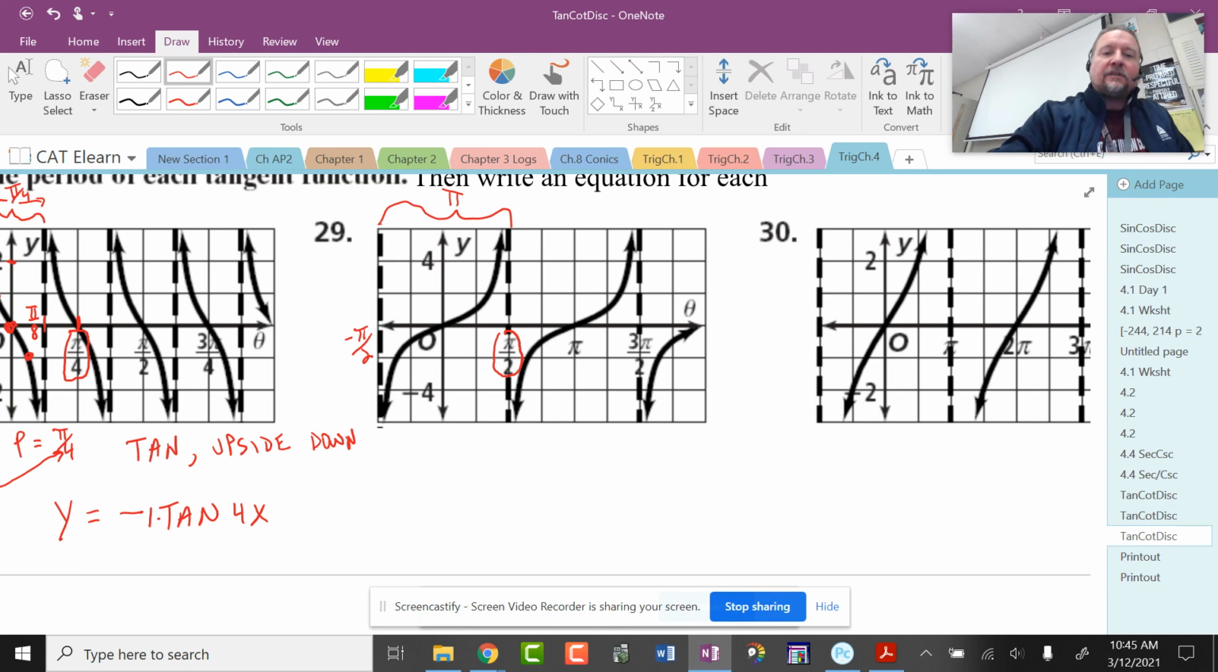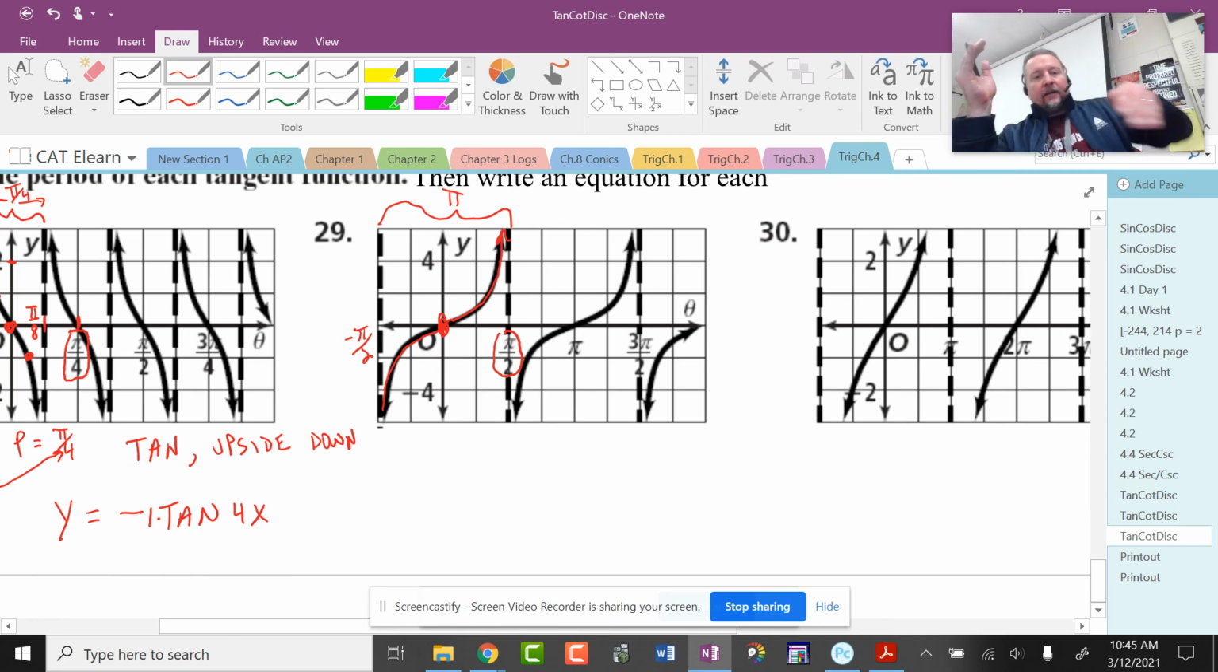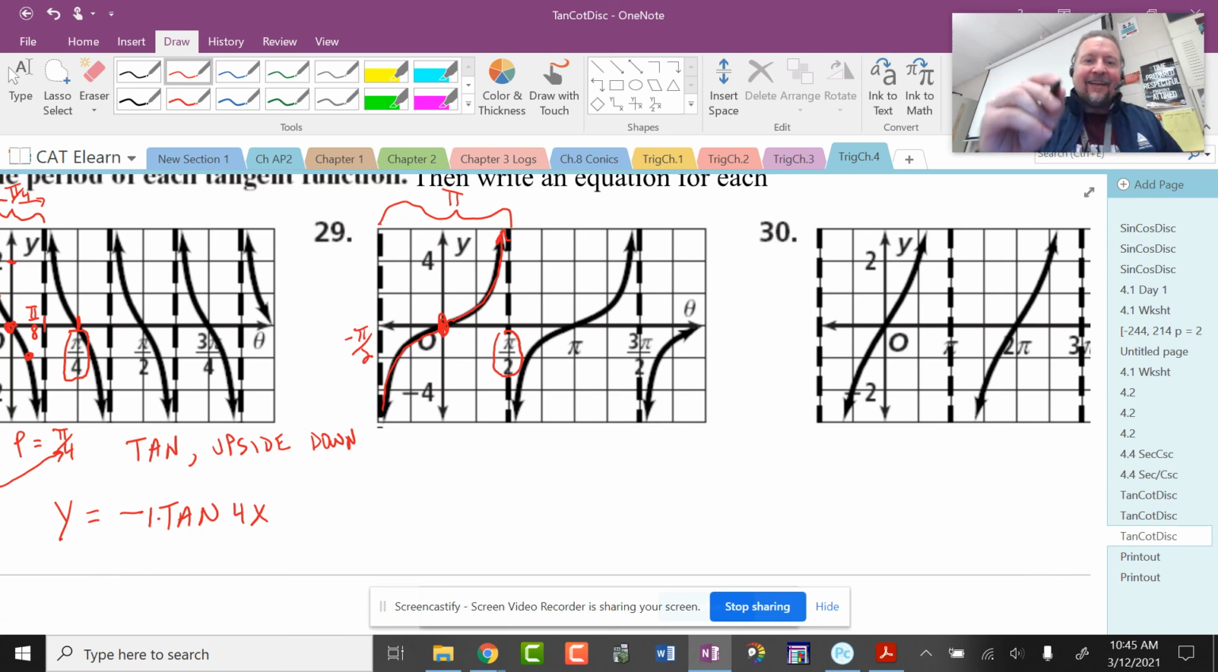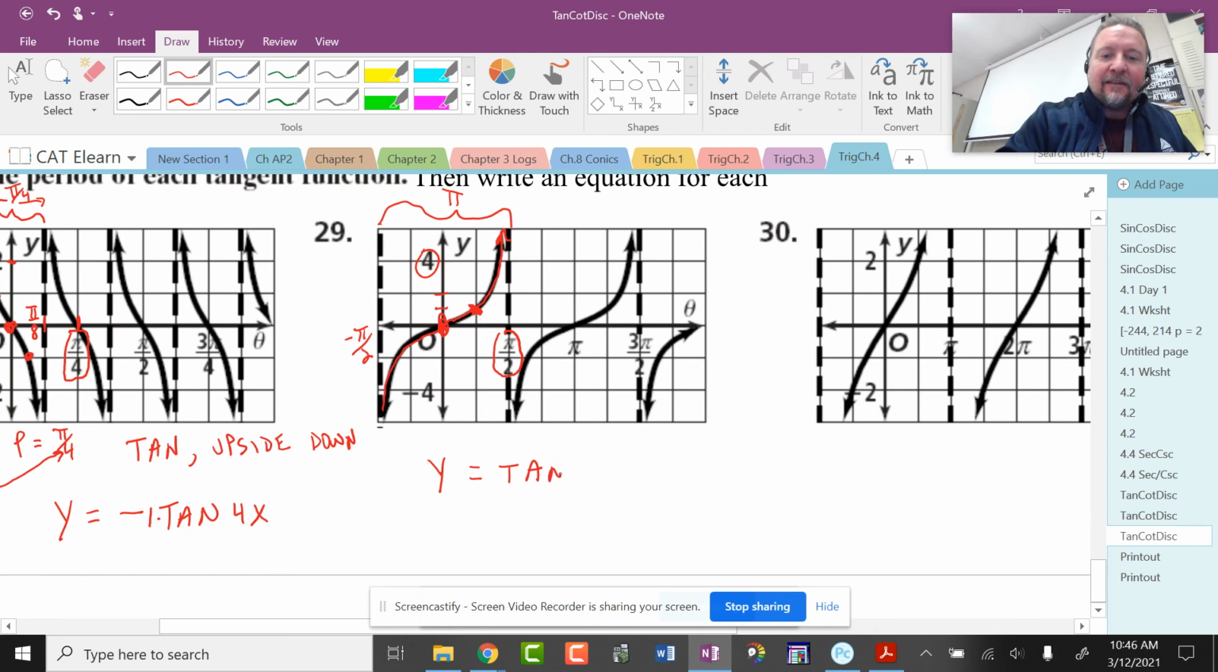Should ask in the chat, what do you see here, a cotan or a tan? Again, we're crossing 0, 0, and it's going in an increasing direction, so it's a tan. And then this says 4, so this is 2, so this is 1. This is the parent function, y equals tan of x, because b is 1 and a is 1. y equals 1 tan 1x.